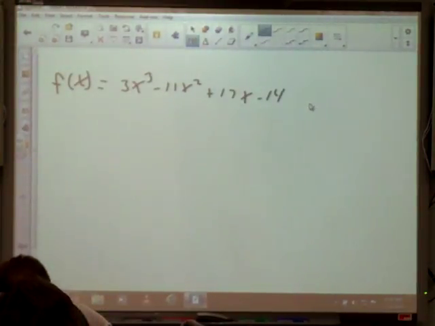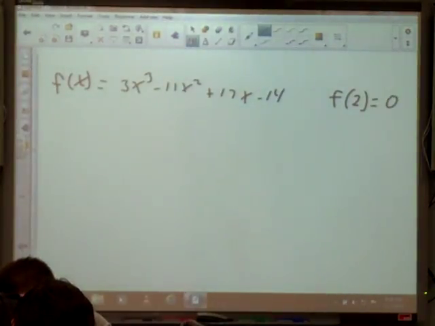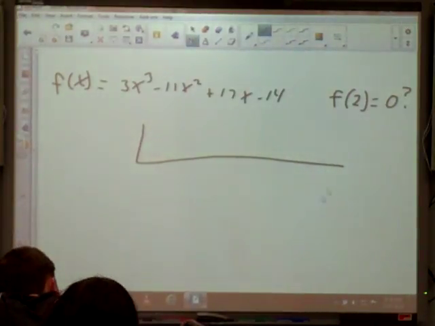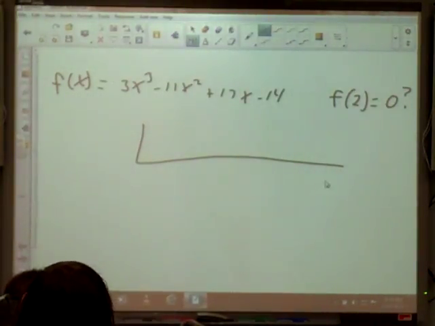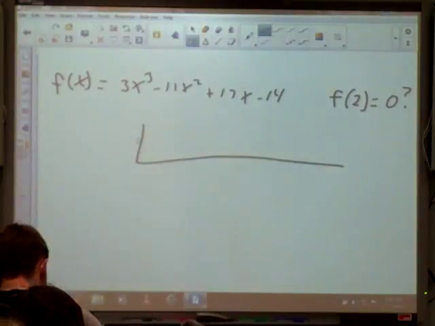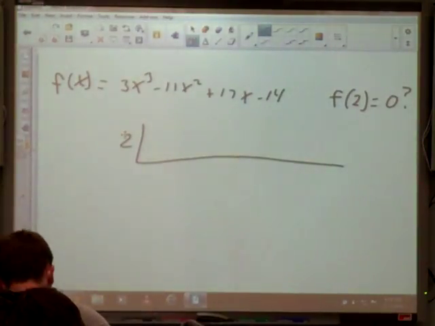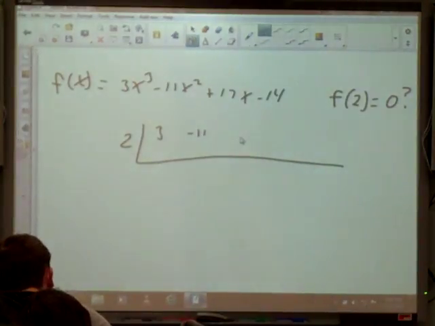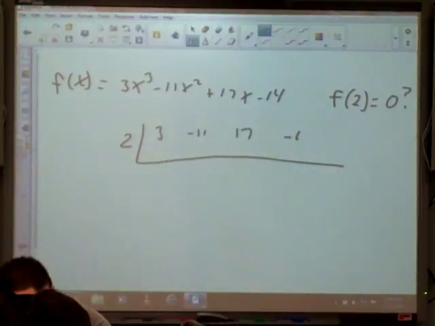So that means if I wrote this mathematically, it wants me to figure out if f of 2 is equal to 0. Okay, so when we set this up, that means in my final remainder spot, I'm going to be looking for what? A 0. So if I get a 0 there, I'll say yes, it was a 0. If not, I'll say no, it wasn't. So I'll have just a plain old 2 out here. 3x cubed, negative 11x squared, 17x, negative 14.